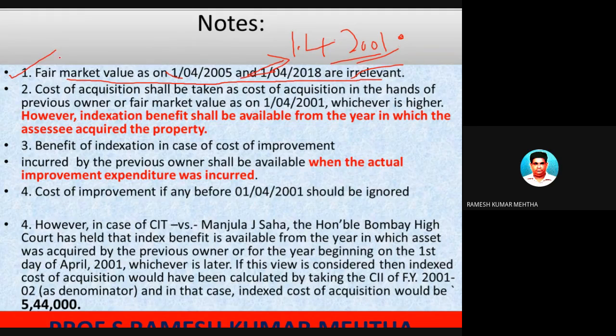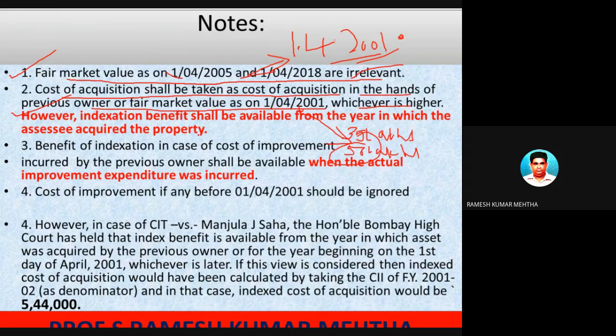So first point. Second point, cost of acquisition shall be taken as the cost of acquisition in the hands of the previous owner or fair market value as on 1/4/2001, whichever is higher. So in this case, the previous owner constructed the ground floor and first floor by spending 35 lakhs, and this amount was spent before 1/4/2001. And in order to find out the cost of acquisition, we have to find out the fair market value of 1/4/2001, which is 50 lakhs. And among them, whichever is higher, this 50 lakh rupees, we have to consider.